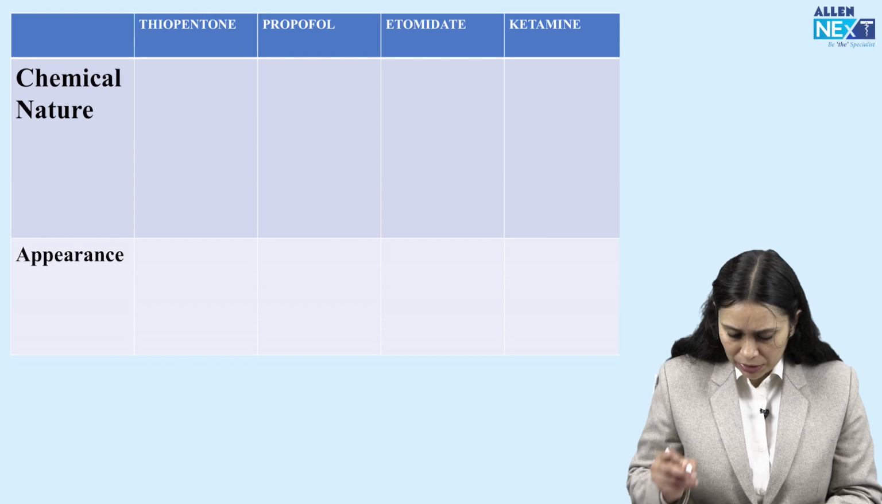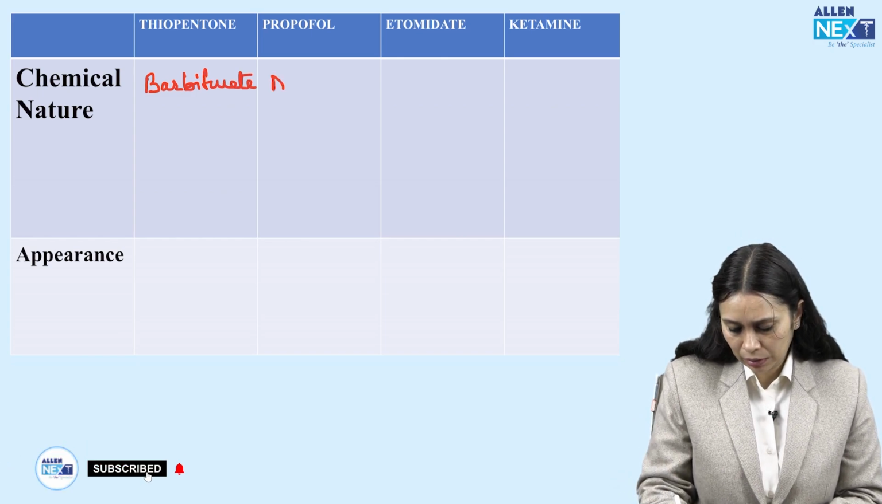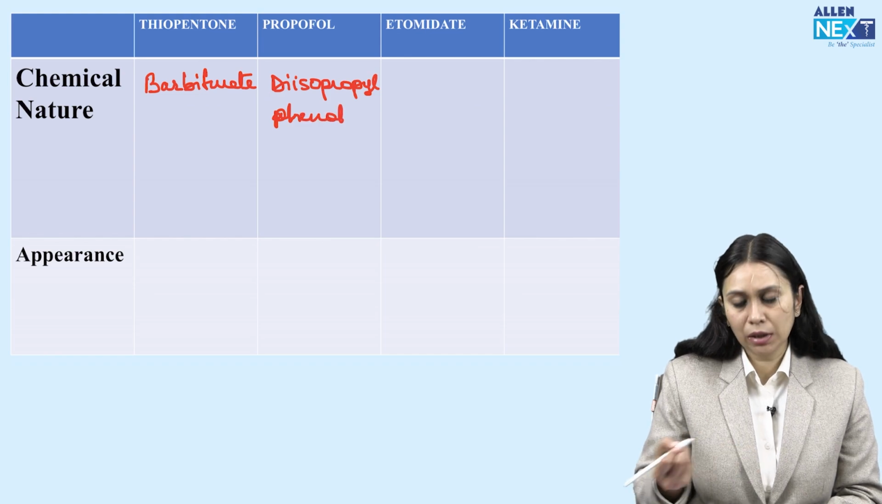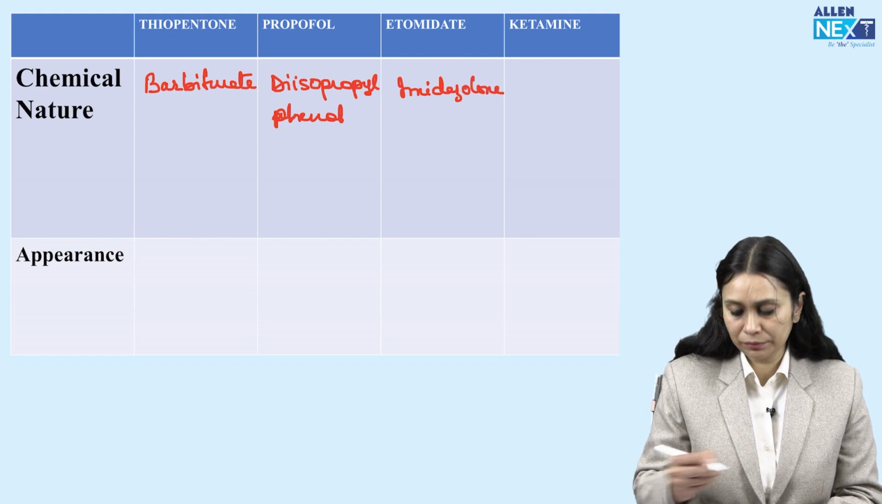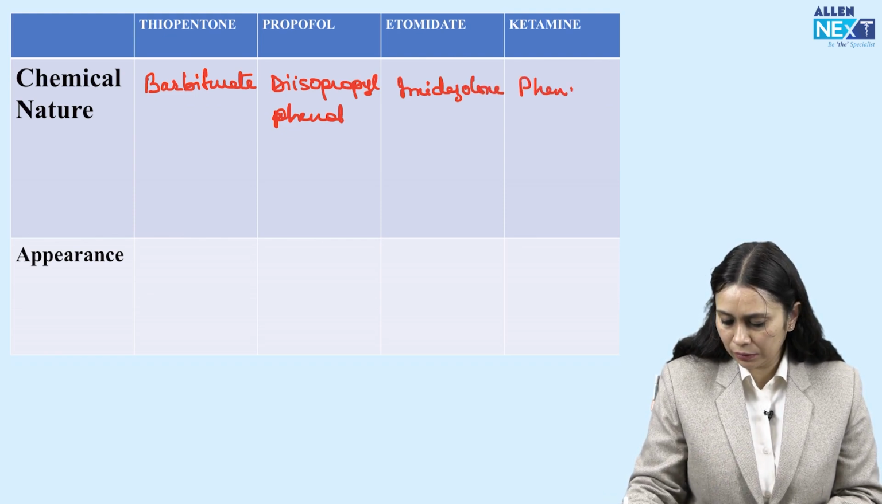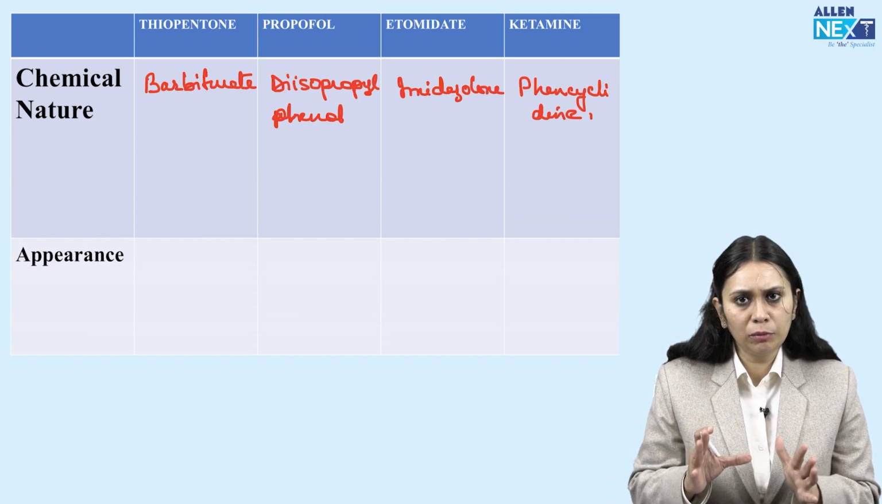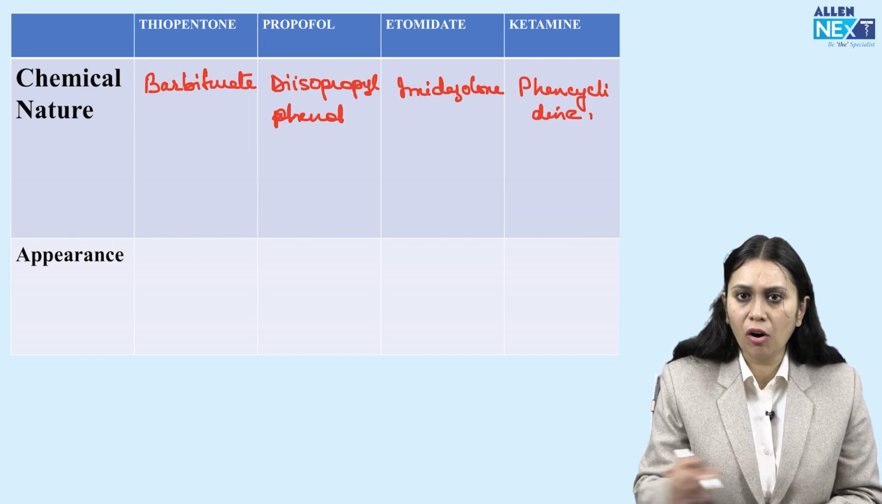Thiopentone is a barbiturate. Propofol, diisopropyl phenol. Etomidate, imidazolone derivative. Ketamine, phencyclidine derivative. Important. Just trying to show you they are a diverse group. They don't belong to one group. What is the common thing? They all are IV hypnotics. Okay?